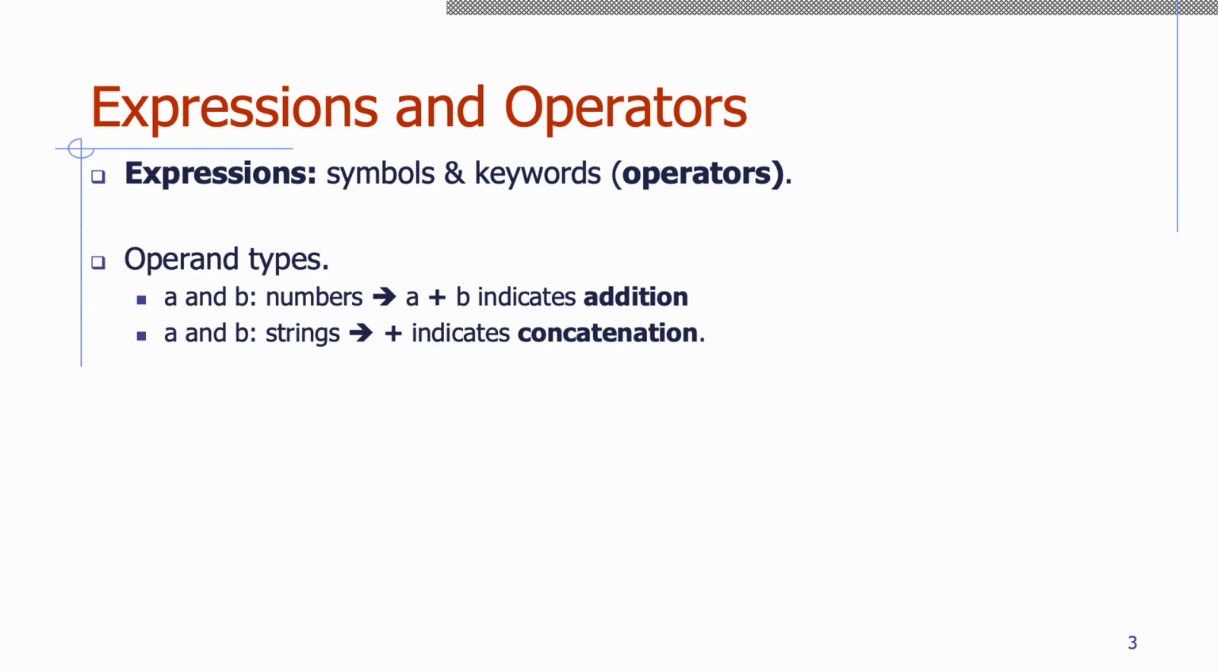Existing values can be combined into larger expressions using a variety of special symbols and keywords known as operators. The semantics of an operator depends on the type of its operands. For example, when A and B are numbers, the syntax A plus B indicates the mathematical operation of addition. On the other hand, if A and B are strings, the plus sign indicates concatenation.